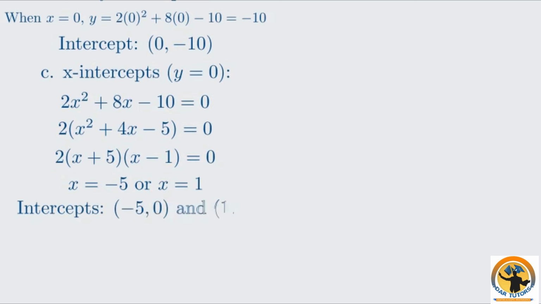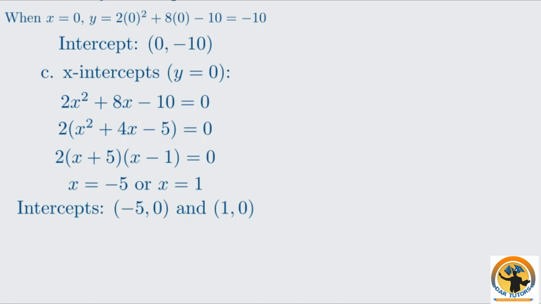We need to solve the equation 2x squared plus 8x minus 10 equals 0. Notice that all coefficients are divisible by 2, so we can factor out a 2. This gives 2 times the quantity x squared plus 4x minus 5 equals 0. The quadratic in the bracket factors to (x plus 5) times (x minus 1).